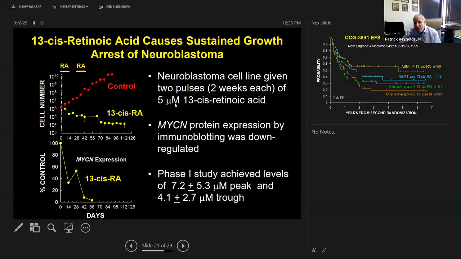This really drove us to a phase 1 trial to see if we could get these levels that we picked arbitrarily. In fact, in the phase 1 study using this pulse therapy approach, we did get 7 micromolar levels with a 4 micromolar trough. That excited us, but what excited us more was that we got 4 complete responses in bone marrow.